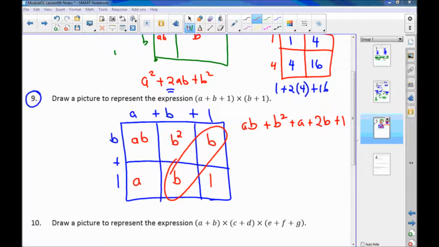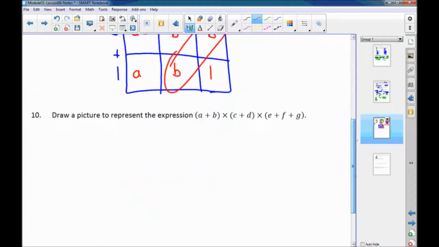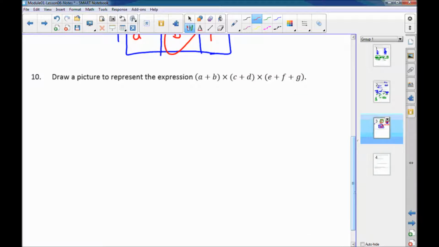All right. Now, last one on this page, number 10, draw a picture to represent A plus B times C plus D times E plus F plus G. So this is a very hard picture to draw.